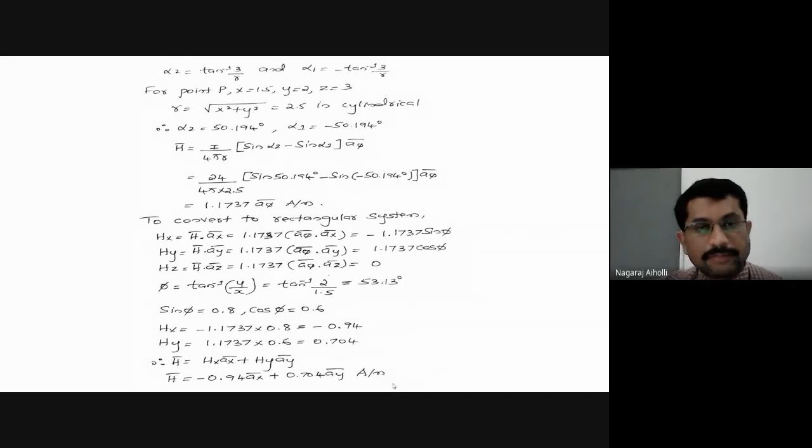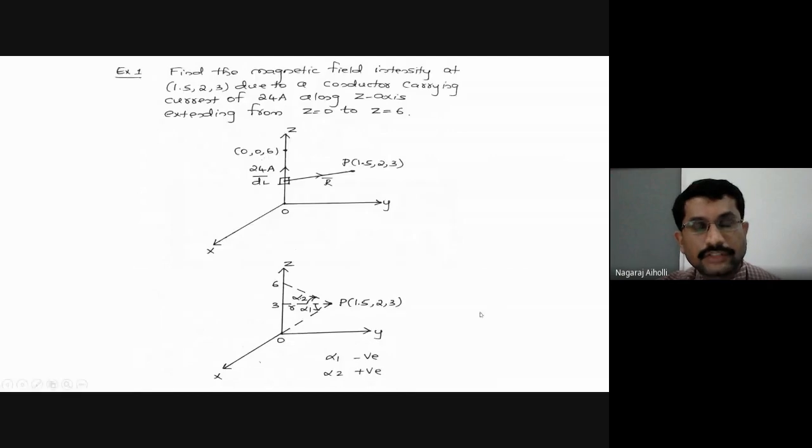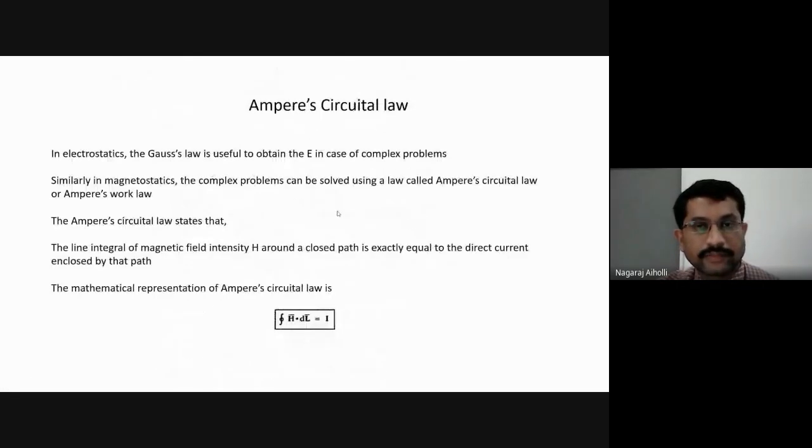Right. If such examples are asked, then you will have to first decide the polarity. Okay, the signs of alpha 1 and alpha 2, depending on whether the lower end and the upper end are below the point P, they are above the point P, or one is below and another one is above. Decide that and then go for calculation part. Okay, that is very important. Deciding the sign of the alpha 1 and alpha 2. Right. So such examples may be asked in examination.